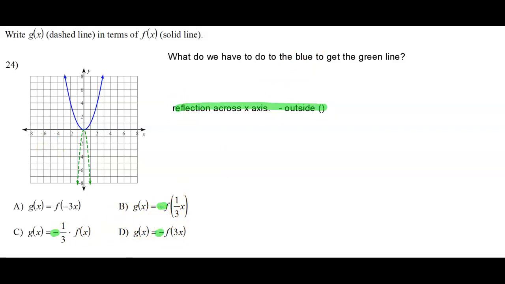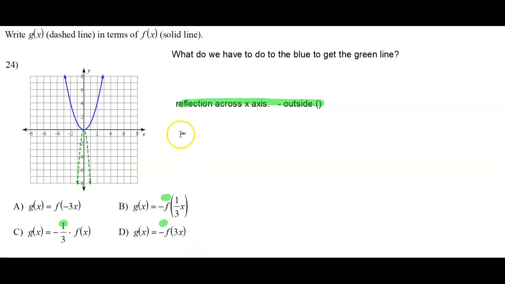Now, something else you might notice here is that this green line is also a lot skinnier than the blue line. So just flipping the blue line upside down isn't going to be enough. We would also have to somehow make it look skinny like that. So we talked about how in order to make a function look skinny, that could mean one of 2 things. It could either mean that we had a horizontal compression or we had a vertical stretch. But either way, what it means is that we are multiplying by a number bigger than 1. And it could be inside or outside the parentheses.